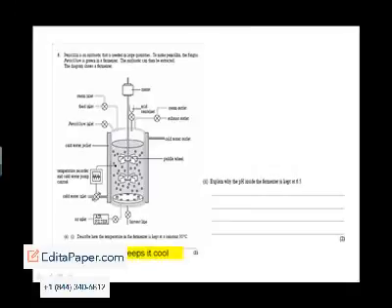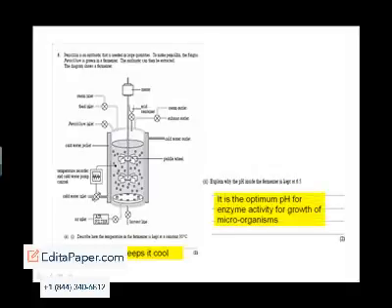The point of that is to keep the temperature constant at 30 degrees Celsius, so we simply write the water jacket keeps it cool. We then need to explain why the pH inside the fermenter is kept at 6.5. Basically, it's the optimum pH for enzyme activity. That'll get you a mark. The second mark, you need to link that in with the relevance. Well, then the right pH for enzyme activity will then help in the growth of microorganisms.